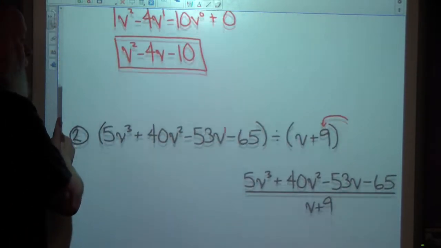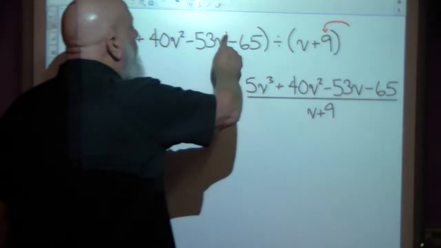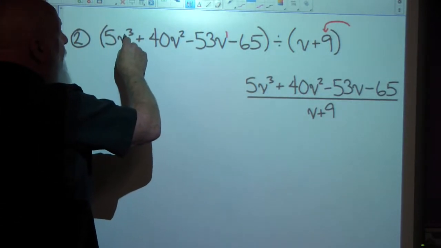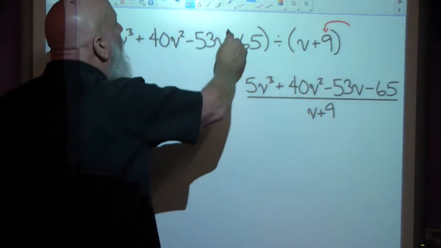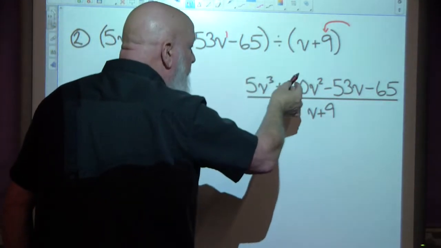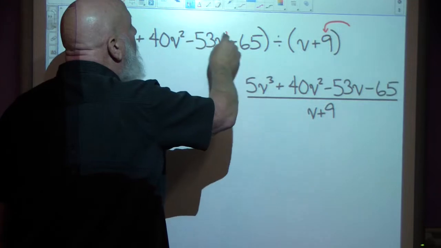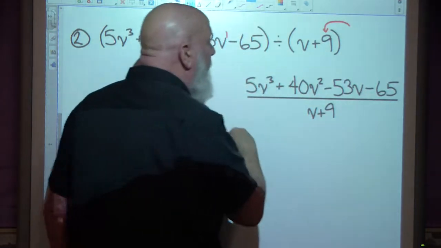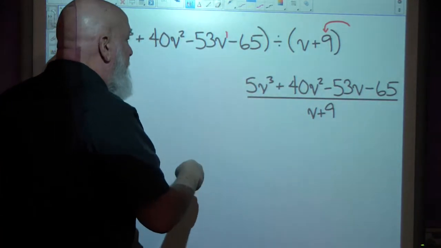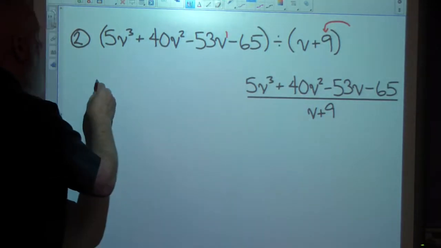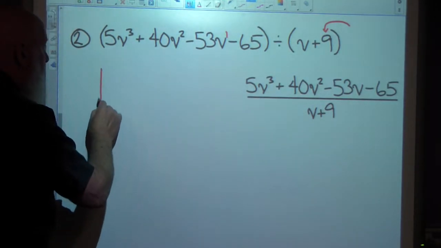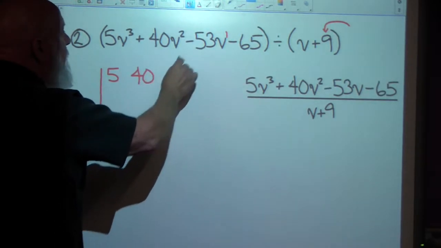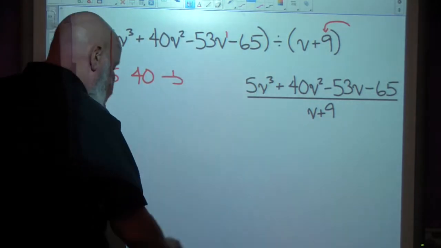We'll do the exact same thing. It's not hard. Here I've already put those in place just to watch out for. I'm looking to make sure that I have all my powers showing 3, 2, 1. There's a V to the 0 here. I don't need that, but it is there. 3, 2, 1, V to the 0. And this is the number that I'm going to put outside my weird L looking thing. I'm going to take the opposite of it. So I've got everything in place, ready to do my synthetic division. I'm going to take these coefficients, 40, negative 53, that's a whole big minus sign.